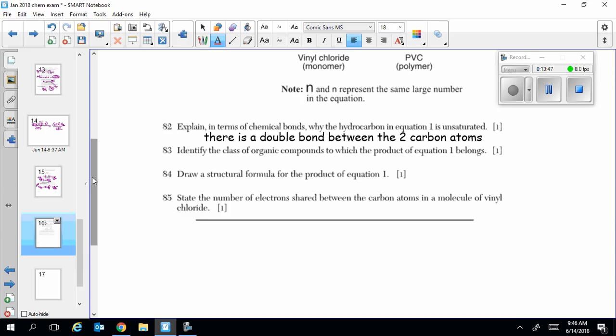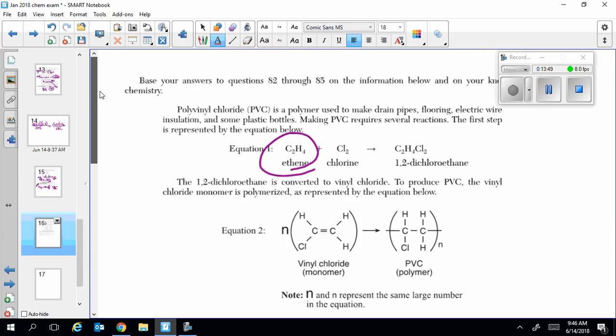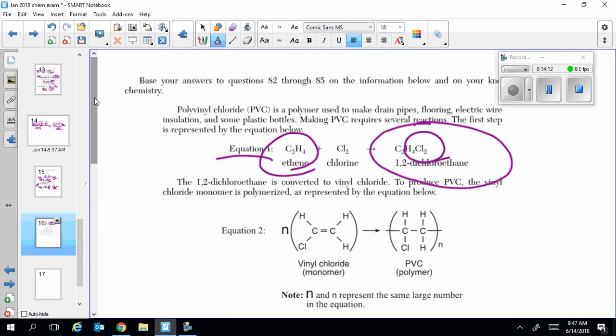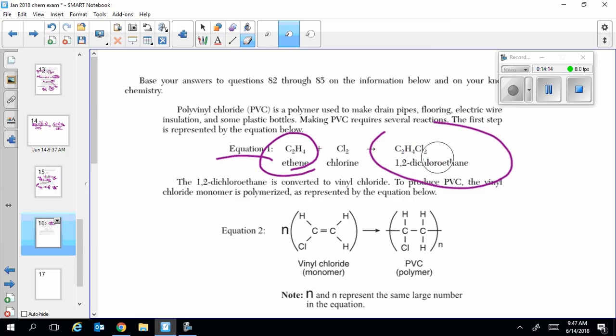Identify the class to which the product of equation 1 belongs. Here's equation 1. Here's the product. I go over to table R. That shows me all of my classes. Because it has chlorine on it, it is a halide. That's the class. All right, 84. Draw the structural formula for the product of equation 1. So I need to draw this. So I need to erase this so I can see it a little better. 2 C's.